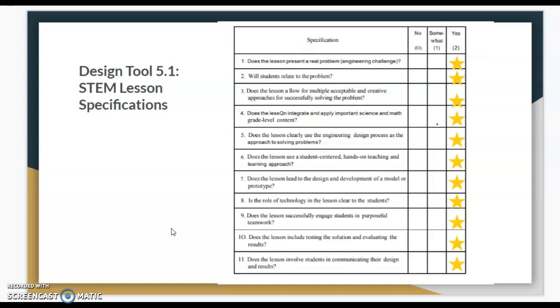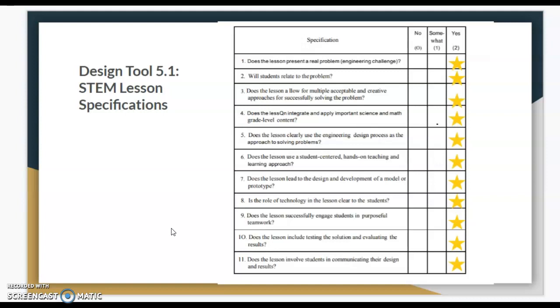Does the lesson successfully engage students in purposeful teamwork? Yes, students would be in groups and they would be learning from each other and, again, modifying and bouncing ideas and communicating in order to be successful. Does the lesson include testing the solution and evaluating results? Yes, students would have to, again, improve and modify and create as they go along.